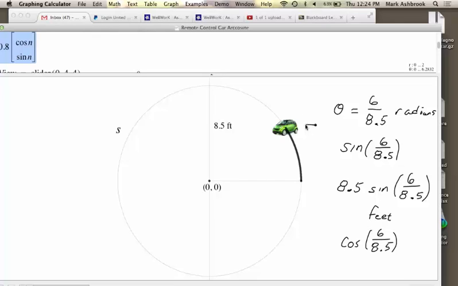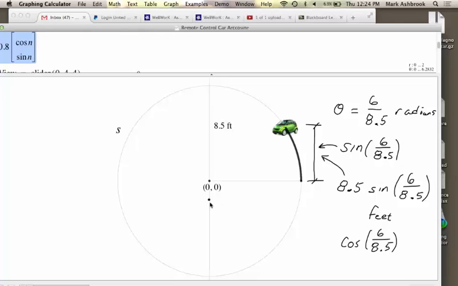So let's label these here. This right here was our sine of 6 over 8.5 as a fraction of the radius, and it's the same measurement in feet if you multiply by 8.5. In the picture I'm showing, this is 8.5 feet from there to there. But if I showed this as 1, as one radius length, then that distance would be that fraction of 1, that fraction of the radius length.